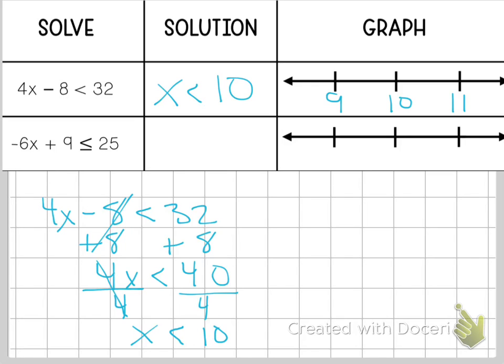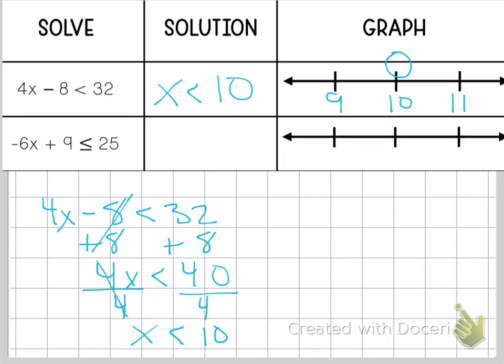And when graphing an inequality, you always want to start by plotting your point with the numerical value of 10. So I plot my point at 10. You have to make the decision, is this going to be an open or closed circle? So since 10 is not a solution to this, 10 is not less than 10, we leave it as an open circle.